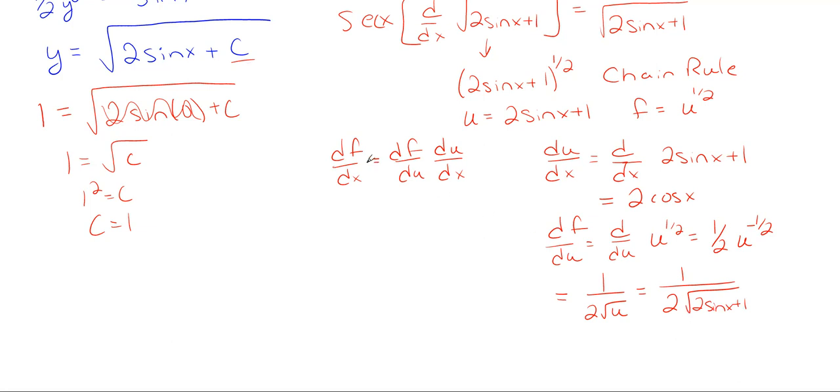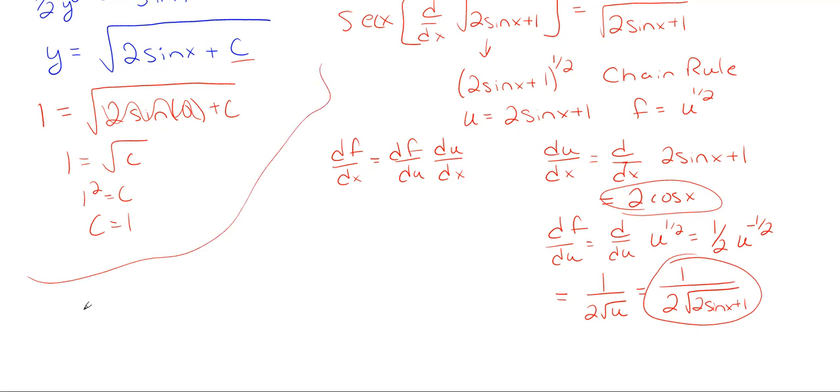So now let's put everything back together with df/dx. It'd be this times that. So going back over here, df/dx is equal to df/du, which is this portion right here, times 2 cosine of x. So I'm going to do 2 cosine of x all over 2 square root of 2 sine of x plus 1. Well, do some simplifications here. And we get rid of the 2's, and we're just left with cosine of x over the square root of 2 sine of x plus 1.